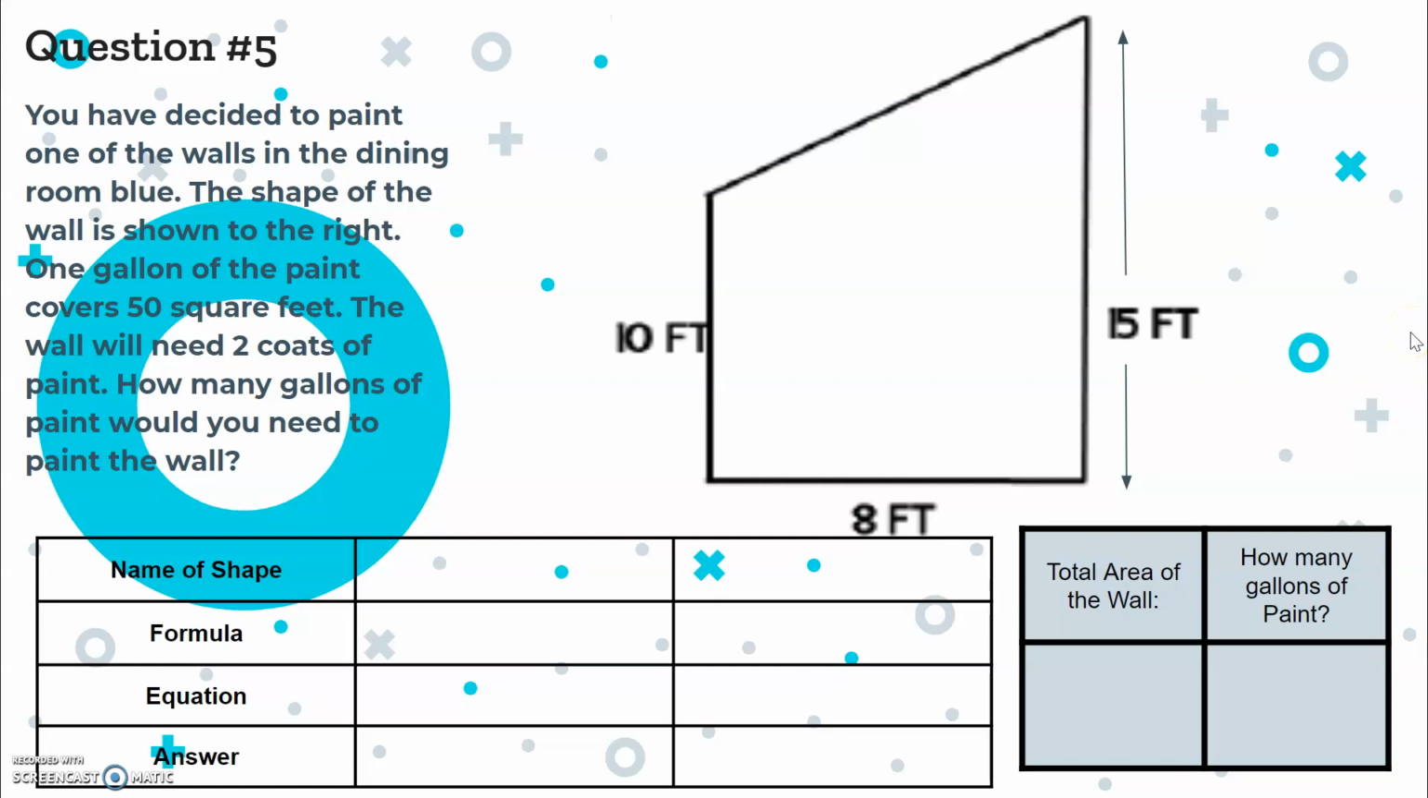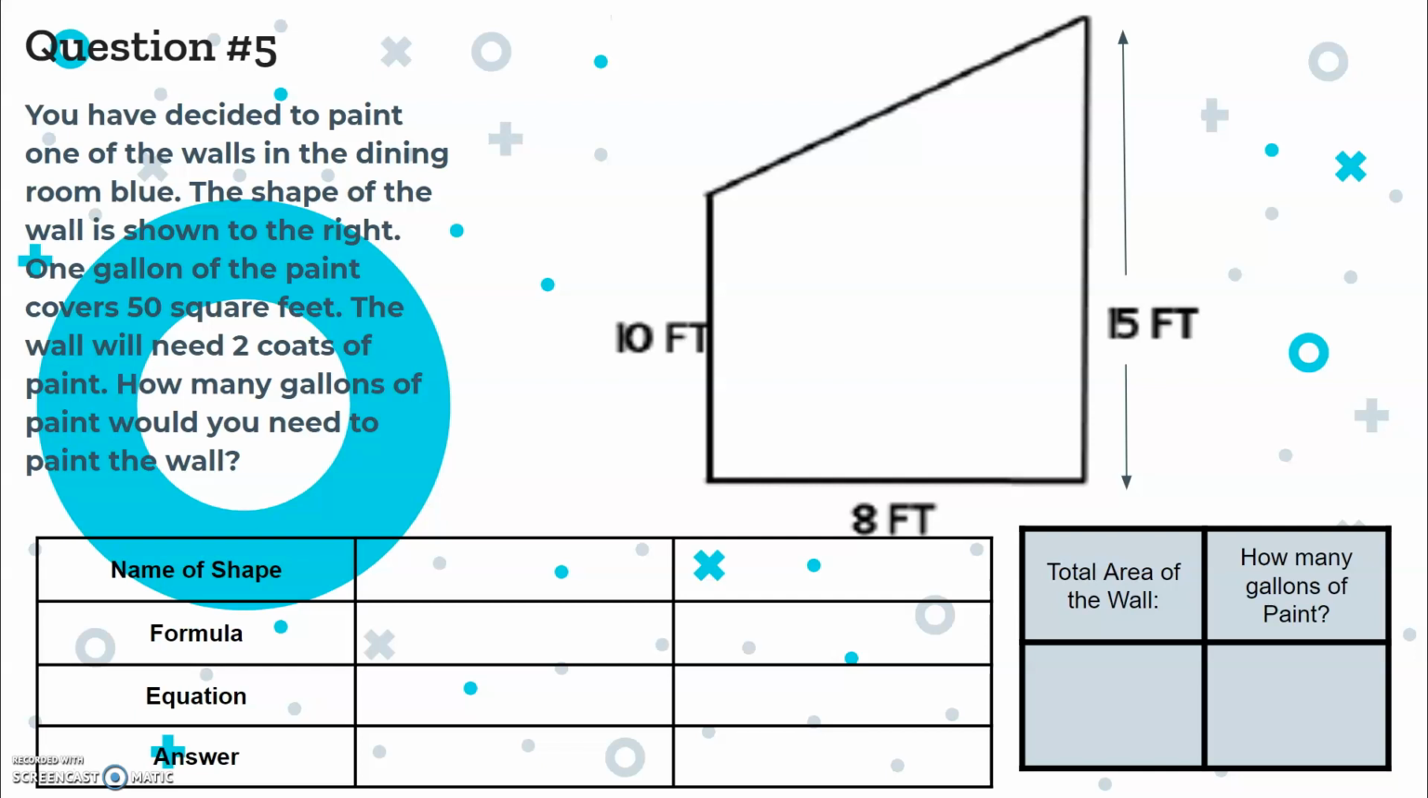You have decided to paint one of the walls in the dining room blue. The shape of the wall is shown to the right. 1 gallon of paint covers 50 square feet. The wall will need 2 coats of paint. How many gallons of paint will you need to paint the wall?